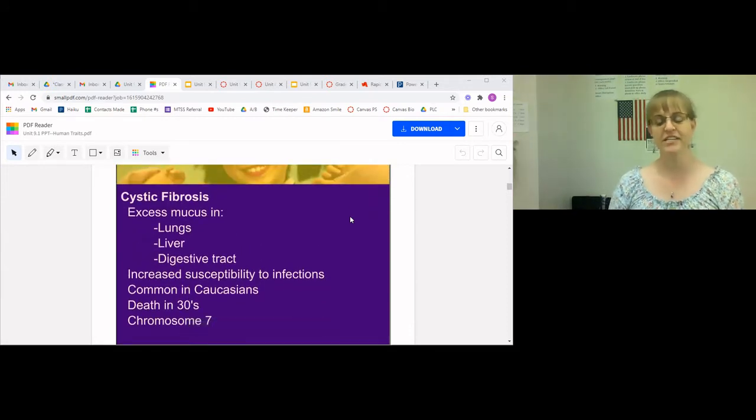Cystic fibrosis is also caused by a recessive trait. This causes excess mucus in the lungs, the liver, and the digestive tract. People who have cystic fibrosis are also more susceptible to infections. It happens more often in Caucasians, and people with cystic fibrosis often die in their 30s, and it's caused by a mutation on chromosome number 7.